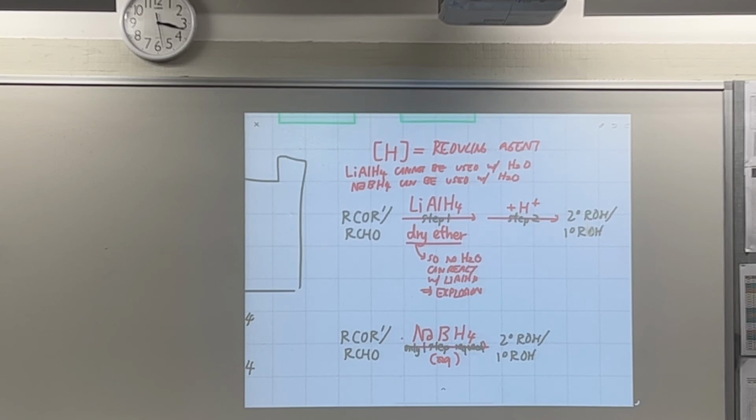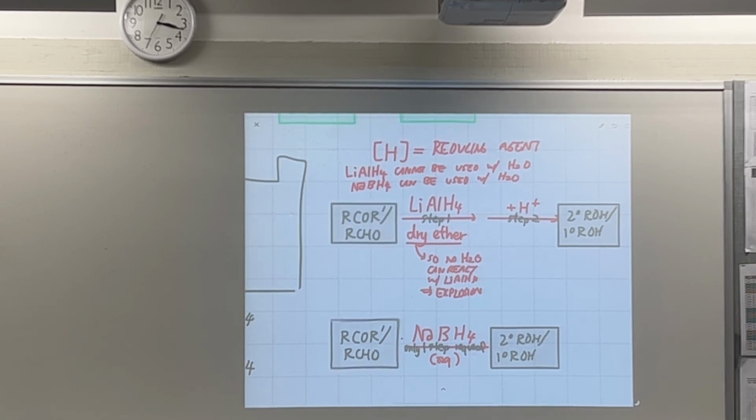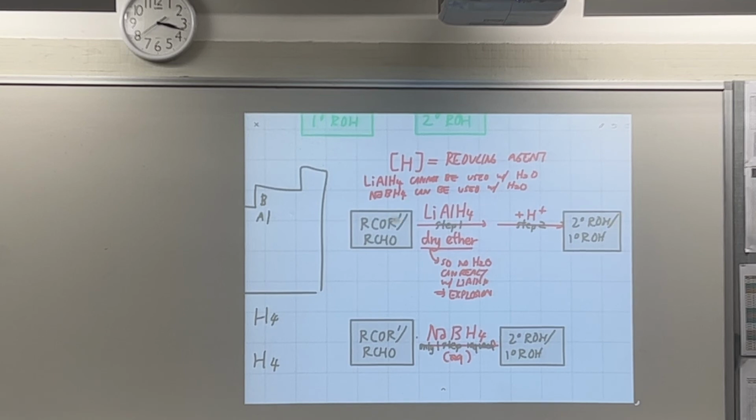And it will get you to the same destination, which is secondary or primary alcohol, from the same starting point. It's just a matter of choice, depending on whether they are giving you water as a solvent or an organic solvent. If you have an organic solvent, that means there's no water. You can use LiAlH4. If they are giving you water, they are telling you that, oh, I have an aldehyde aqueous solution. Don't even think about using LiAlH4 in that case. It will explode with water.